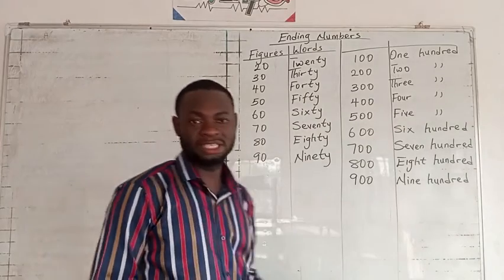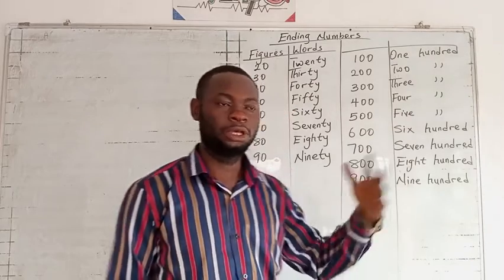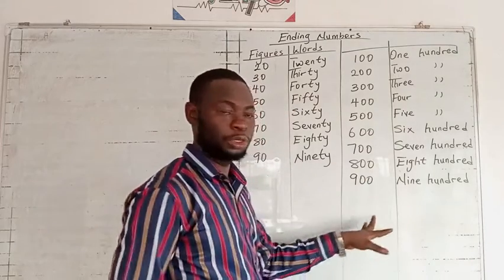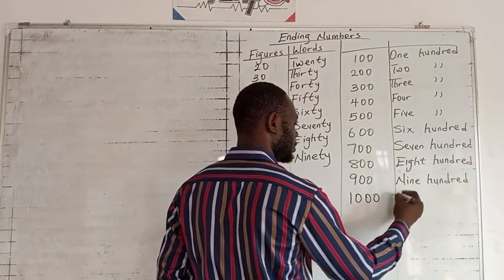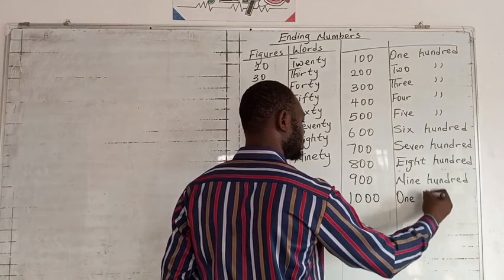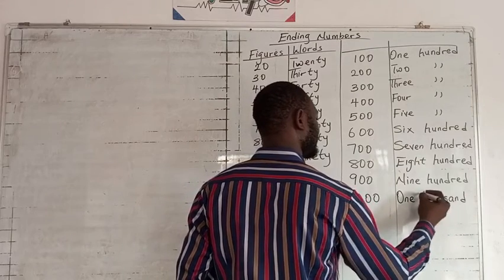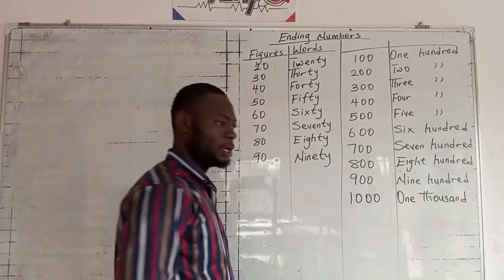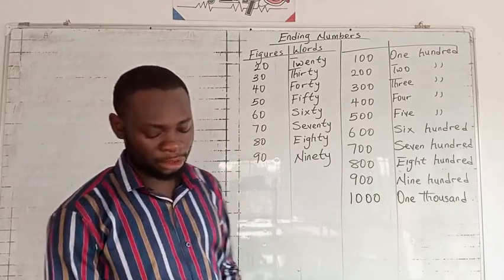Now the ending numbers in thousands include 1,000, 2,000, 3,000. So I'm just going to add the 1,000 here. Then we have 1,000, which is spelled as this. Alright, so these are the ending numbers.